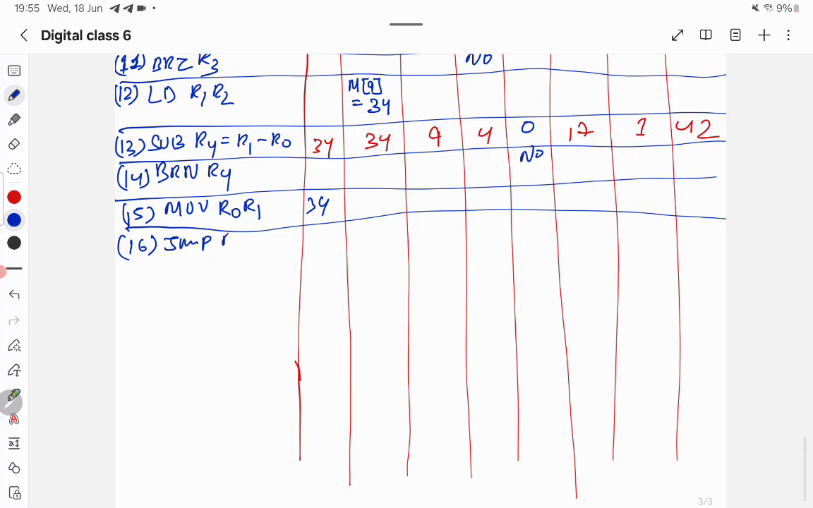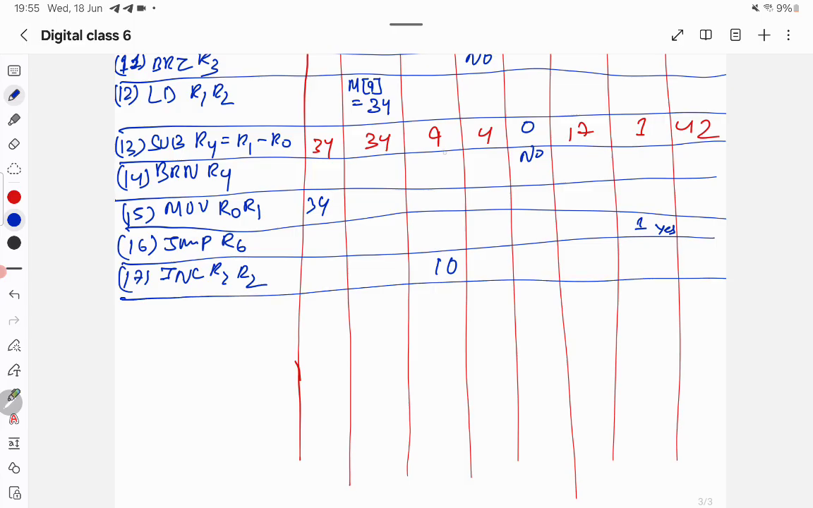Then 16. Tell me the next one. JMP, jump R6. So R6 value is 1. Now you will jump. Yes, I am writing yes, we will jump. So 17, again from instruction number 1. INC increase R2. So R2 will become 10. R2 was 9, so it will become 10. 18. Next, decrease R3. So R3 will become 3.